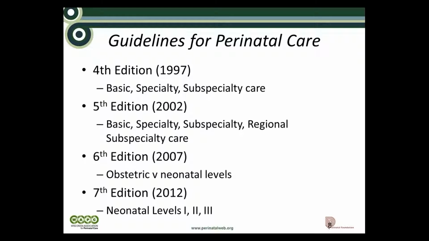In this one, AAP further refined what they were considering their neonatal levels and went with a 1, 2, 3, and my slide doesn't have the 4, but it should. So 4 levels of neonatal care, while the obstetric levels still were in the categories of basic, specialty, subspecialty, and then a poorly defined regional subspecialty level.